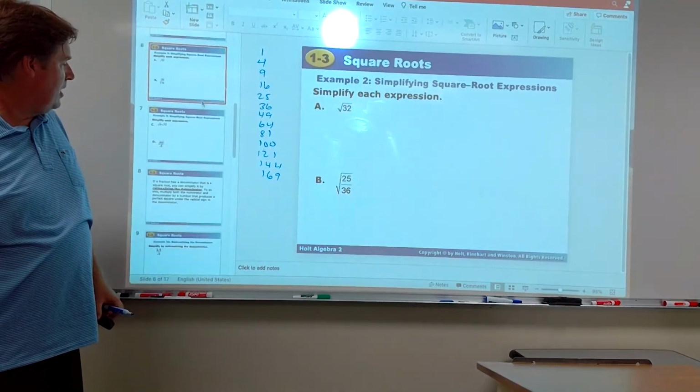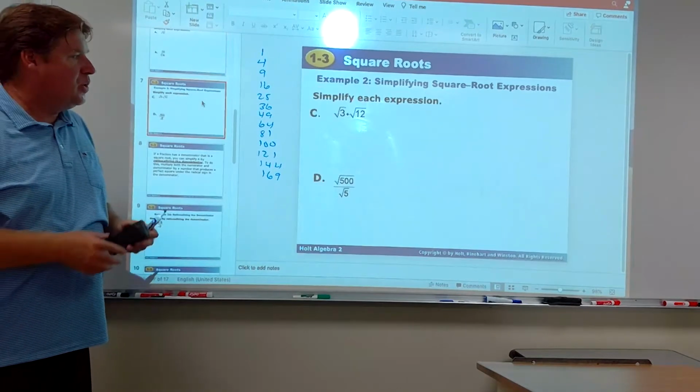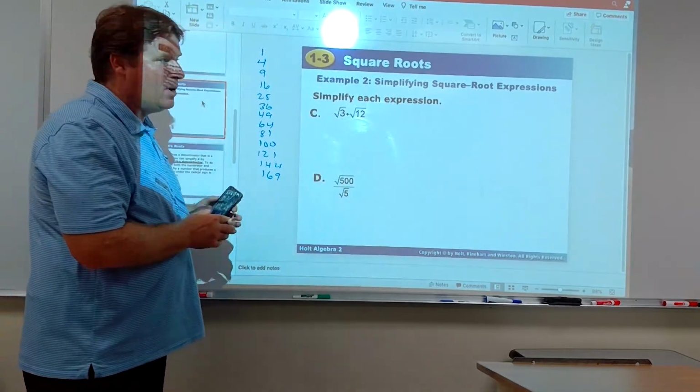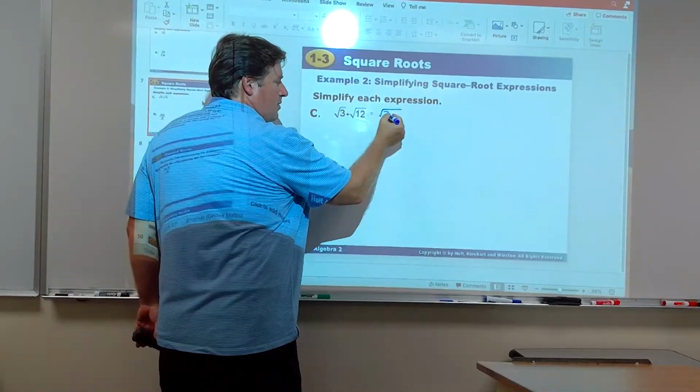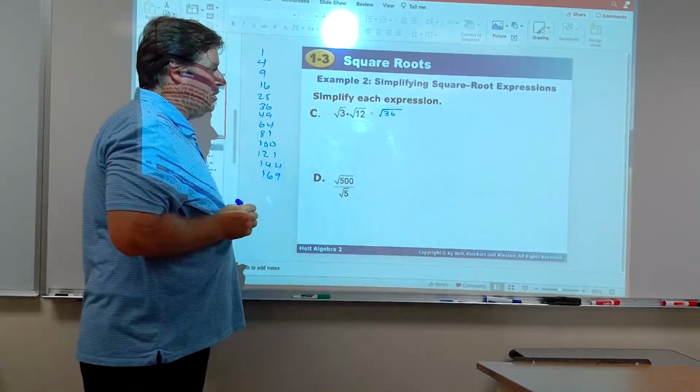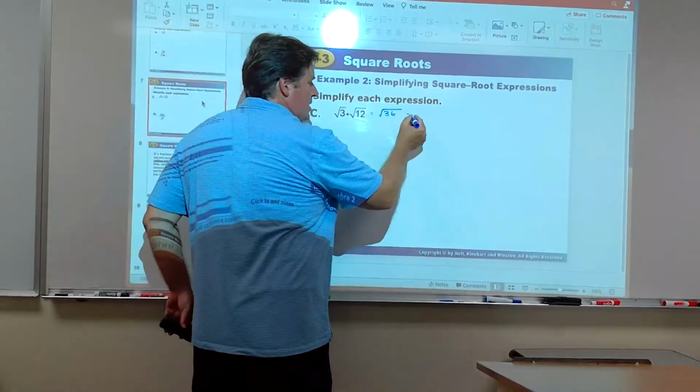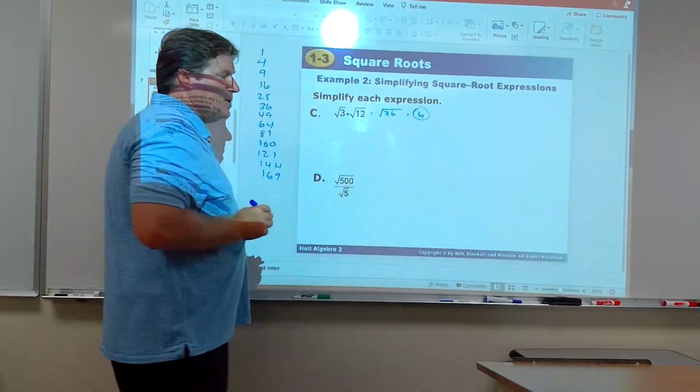All right, a couple more here. Square root of 3 times the square root of 12. Neither one's a perfect square. So what I'm going to do is multiply those together, and we're going to get the square root of 36. Well, that worked out nice because that is a perfect square. We would just say our answer is 6.